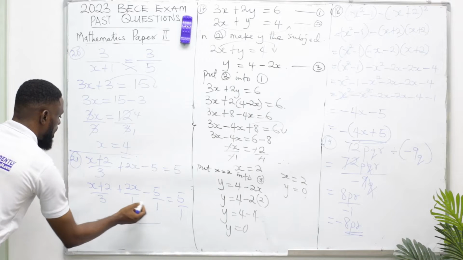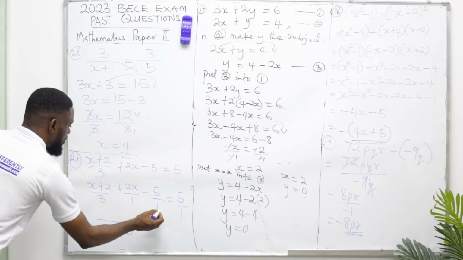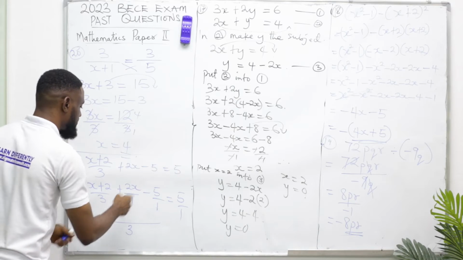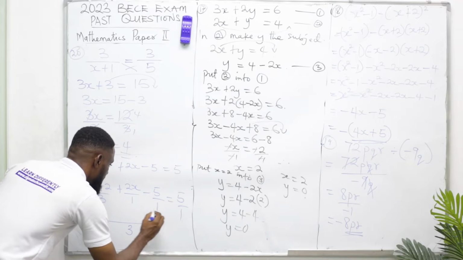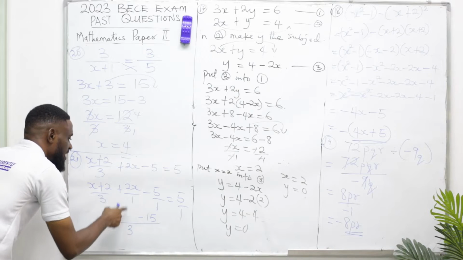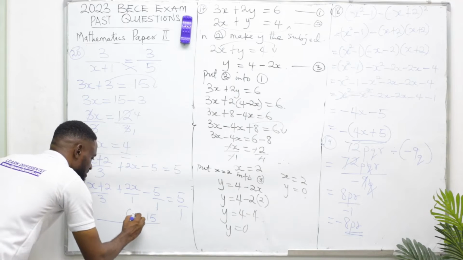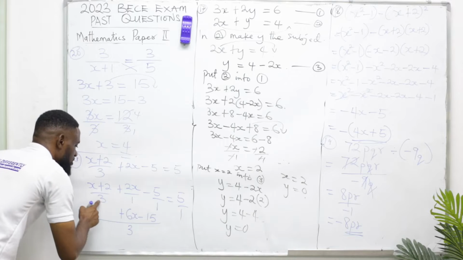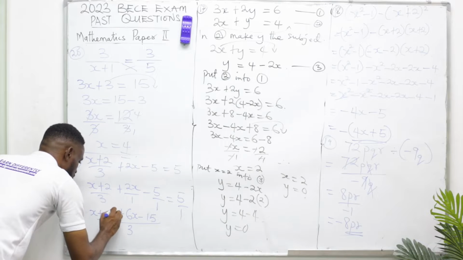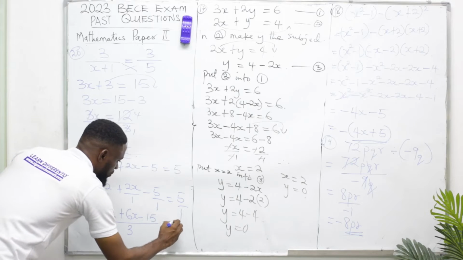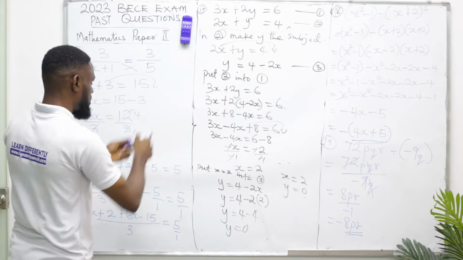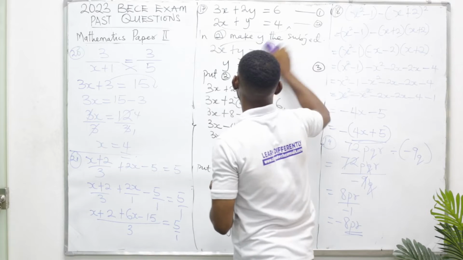The LCM of 1 and 3 is 3. So 1 divided by 3 is 3, 3 times 5, so this is 15. Minus 1 divided by 3 is 1, 3 times 2x is 6x. Then plus 3 divided by 3 is 1, 1 times everything here is x plus 2. So this is also equal to 5. You can still put your over 1 if you want to. So let's go to this point and continue what we have to solve there.